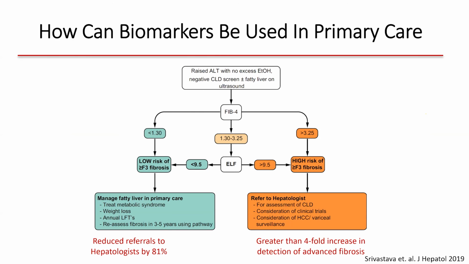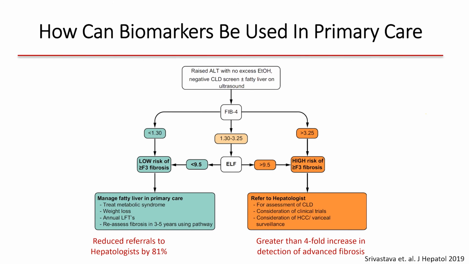And then if people were in between 1.3 and 3.25, they had a second test. So this was a tiered approach. And patients who had a low ELF were then followed in primary care. But people who had a high ELF were then referred to a hepatologist. And what this did is it reduced referrals to hepatology by 80%. And more importantly, when the hepatologist got these patients and did a biopsy, there was a 4-fold increase in detection of advanced fibrosis.